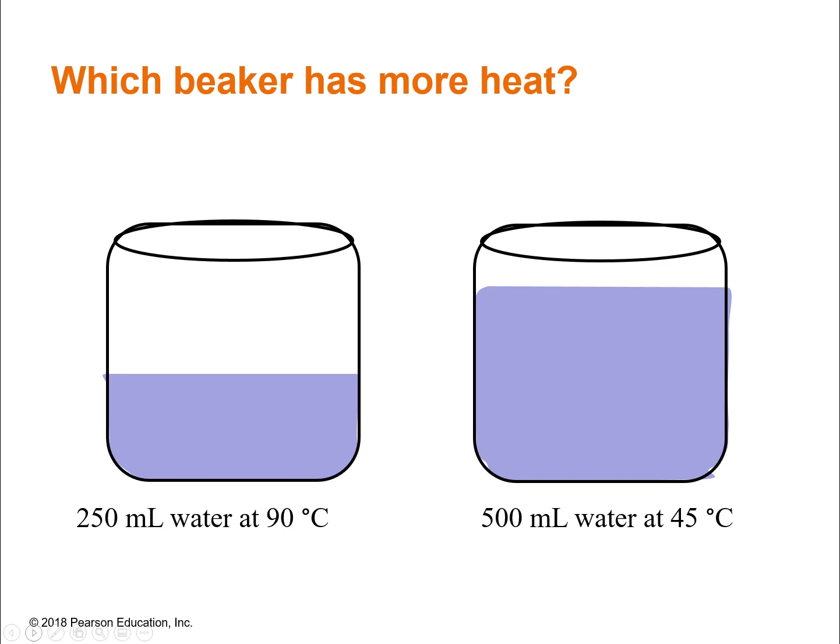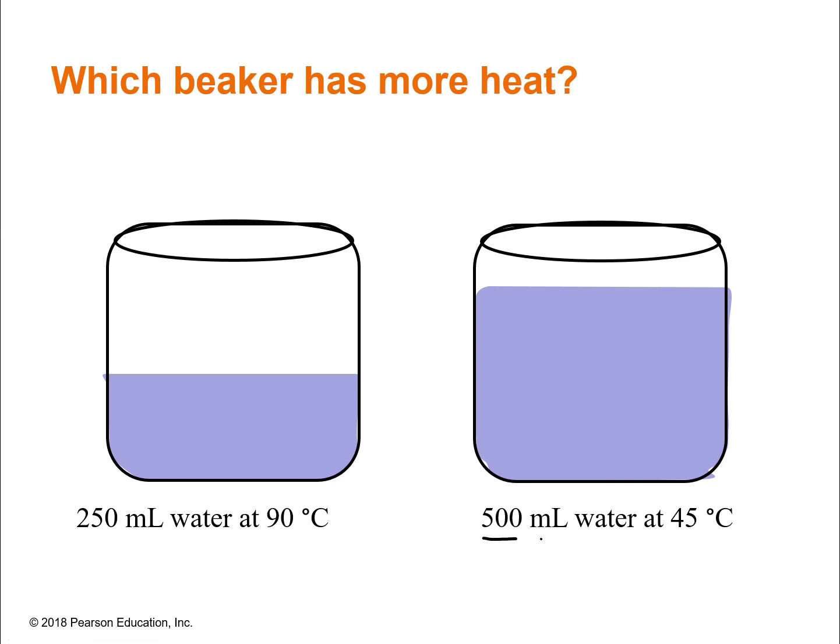Now let's do a sample problem. This is another one of those problems that seems too simple, so you second guess yourself. Don't. Pause the video, do the question, and then rejoin me. Which beaker has more heat? We've got a beaker with 250 milliliters of water at 90 degrees Celsius on the left, 500 milliliters of water at 45 degrees Celsius on the right.